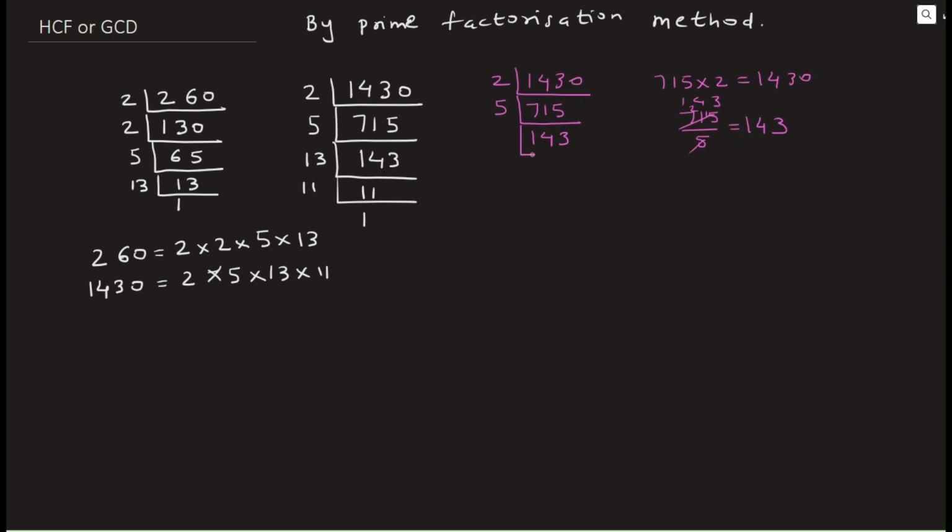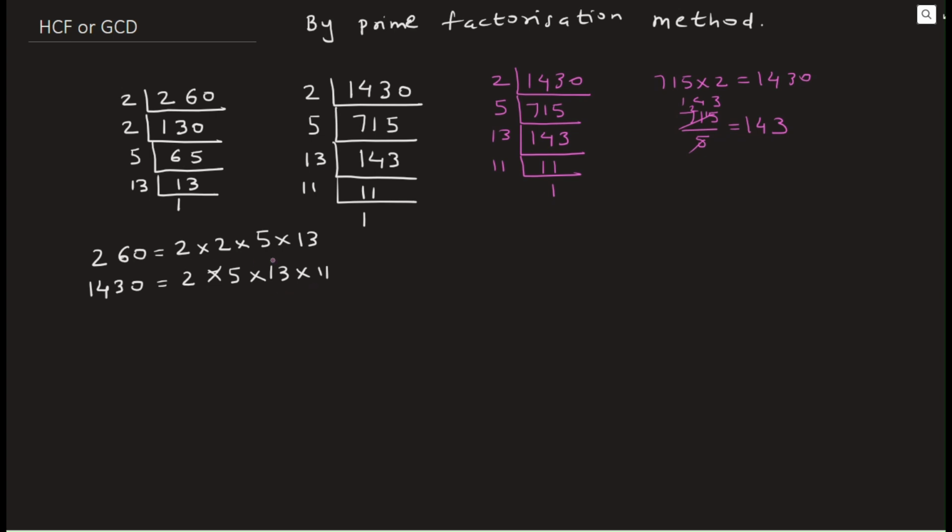So the next number I write is 143. Then I have 13 as the prime factor. 13 goes 11 times in 143. And then the last prime factor is 11. 11 times 1 equals 11. So 1430 equals 2 times 5 times 13 times 11.